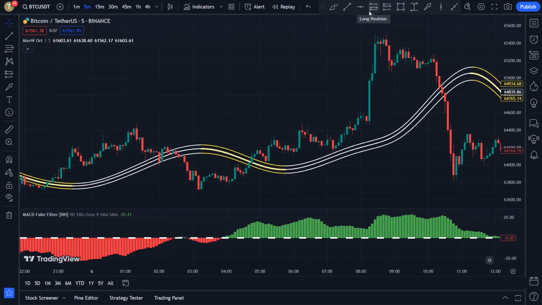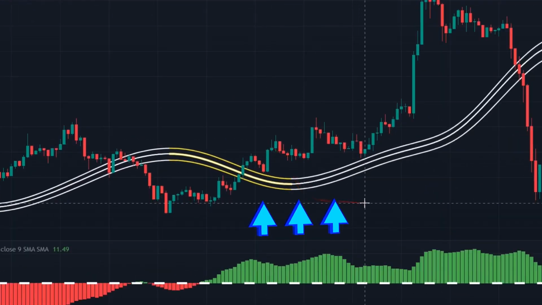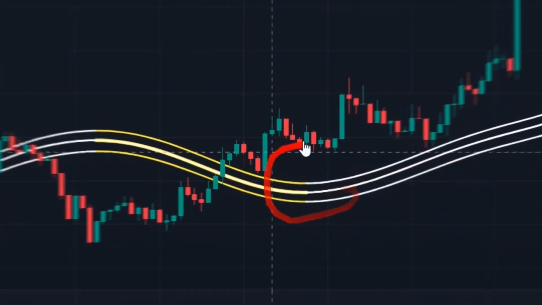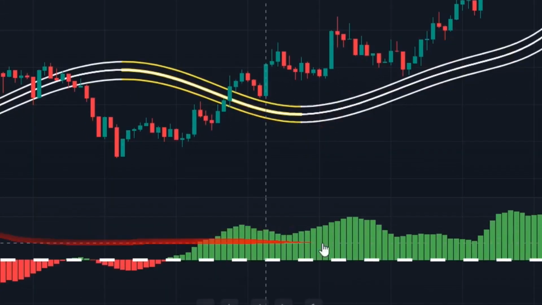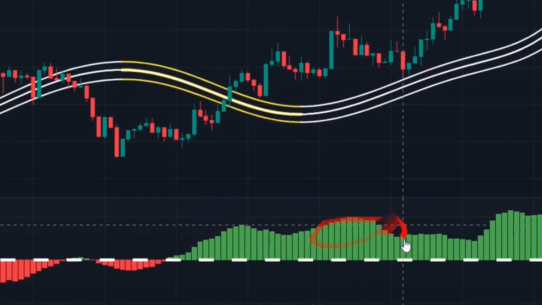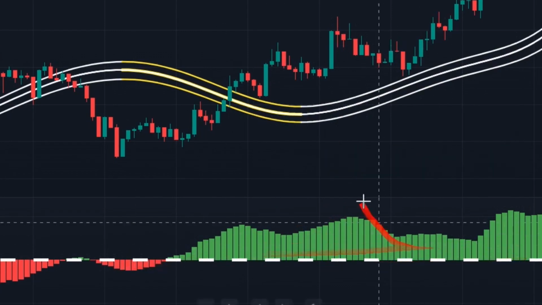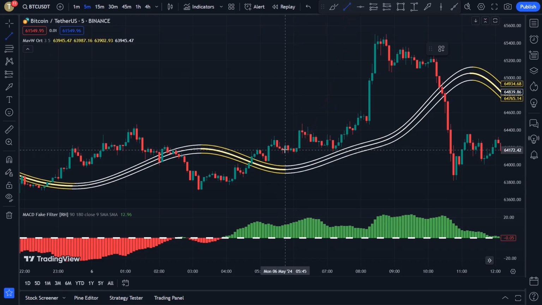In the first stage, we need to see that all 3 lines on the chart have changed color to white. Then we should look at the MACD indicator and make sure that the histogram is green at this point, indicating an uptrend. Now that everything is okay, we understand that we have found the appropriate entry point.